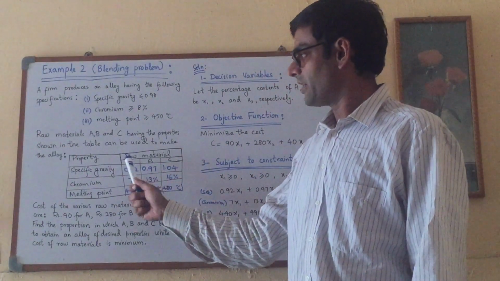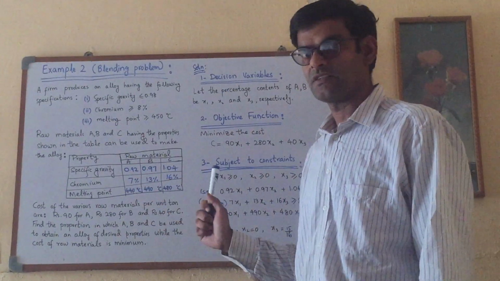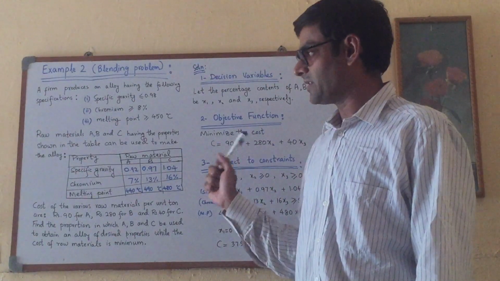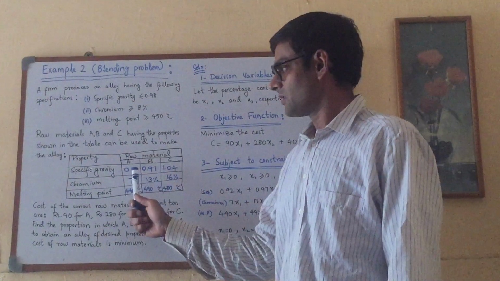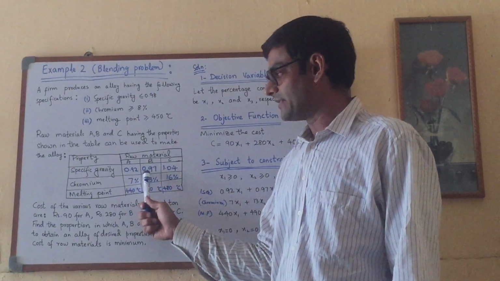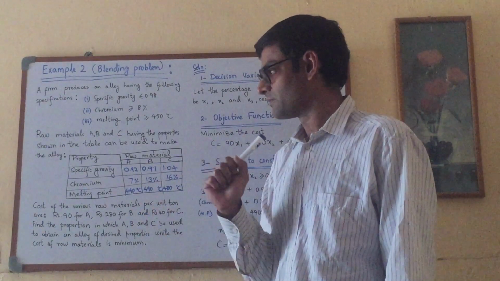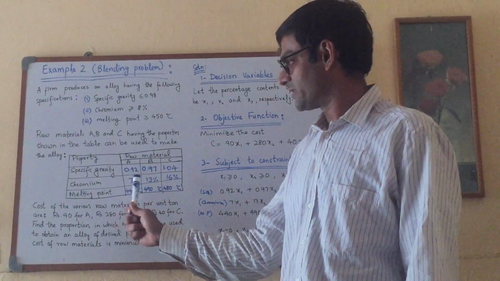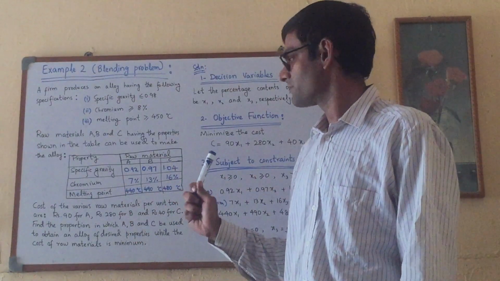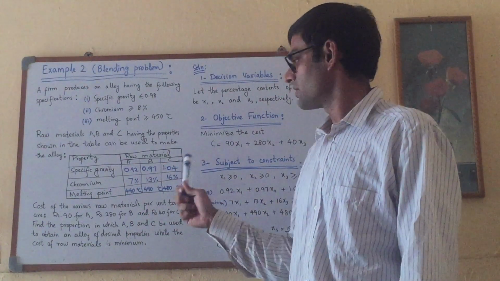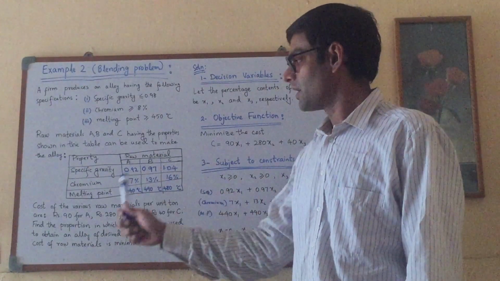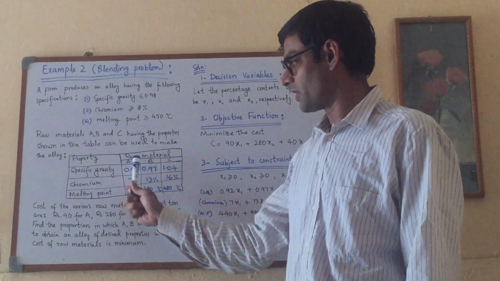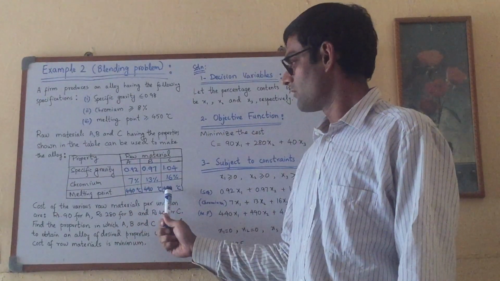So we have used 3 different raw materials, namely A, B, and C. And specific gravity for these materials are 0.92, 0.97, 1.04. For chromium, we have used 7% in A material, 30% in B material, 60% in C material. Melting points are 440 for A, 490 for B, 480 for C.